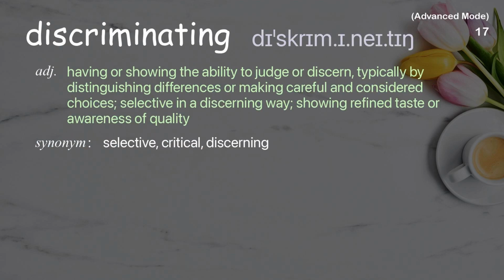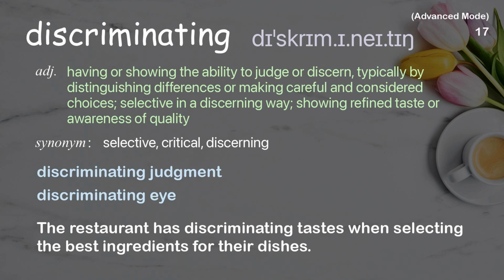Discriminating. Having or showing the ability to judge or discern, typically by distinguishing differences or making careful and considered choices; selective in a discerning way, showing refined taste or awareness of quality. Examples: Discriminating judgment. Discriminating eye. The restaurant has discriminating tastes when selecting the best ingredients for their dishes.